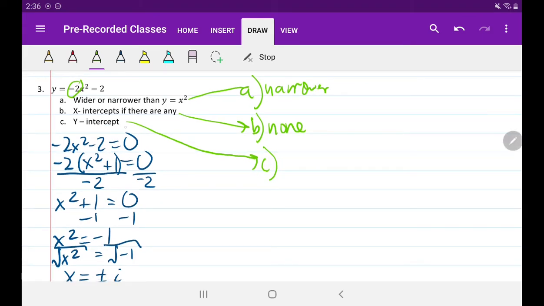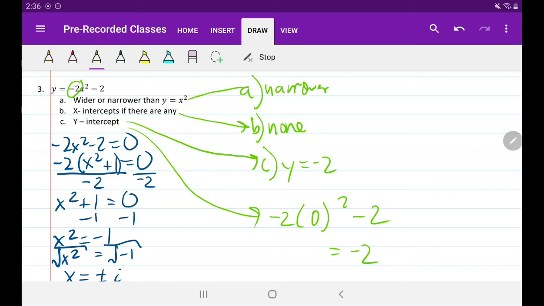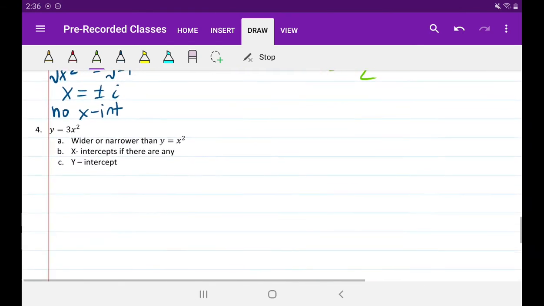And then for part C, our y-intercept. Well, remember, to find your y-intercept, you're going to plug 0 in for x. So let's see, that looks like negative 2 times 0 squared minus 2. So that's just going to turn into a negative 2. Okay, so your y-intercept for number 3 is negative 2. So that's it for number 3. Let's go on to number 4.